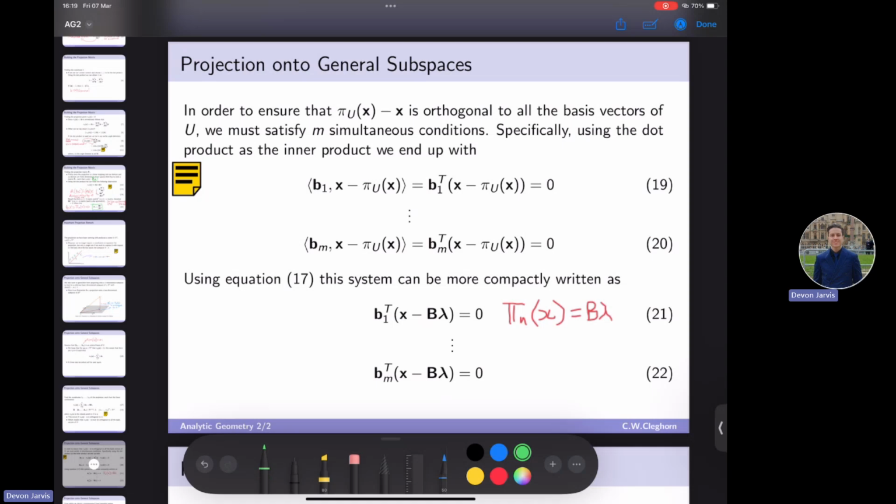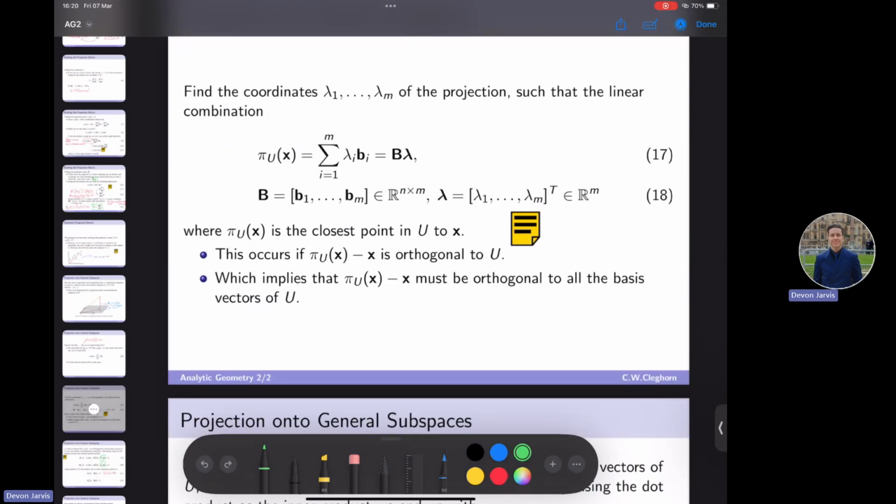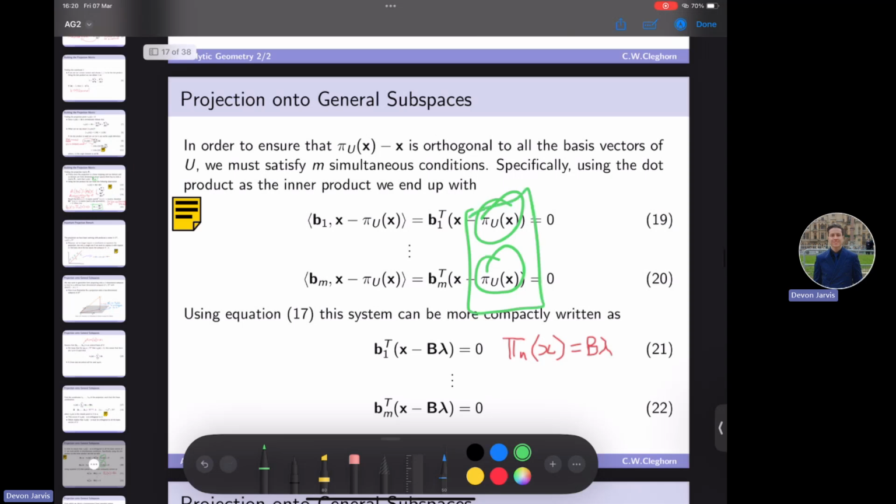But again, I promise you, I'm not going to ask this with a metric. It gets very messy, it gets hard, so you'll get the Euclidean dot product in the test if this question comes up. So we've now started by writing out our constraints. My projection must be orthogonal to all of my basis vectors. So using equation 17, the system can be written slightly more compactly as follows. All I'm going to do is write out the projection in terms of lambda, and substitute that representation in here for all of those terms.